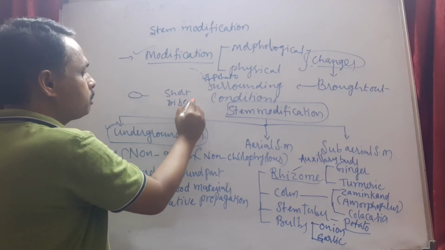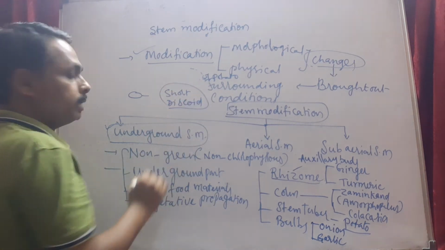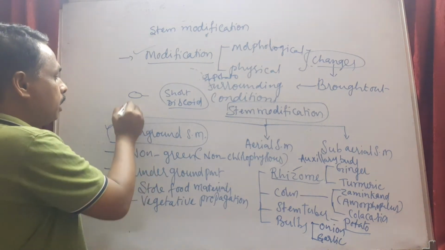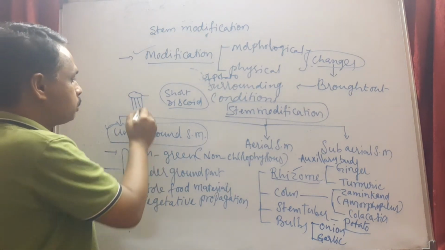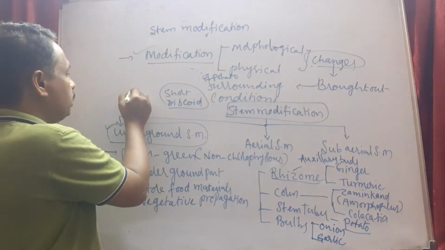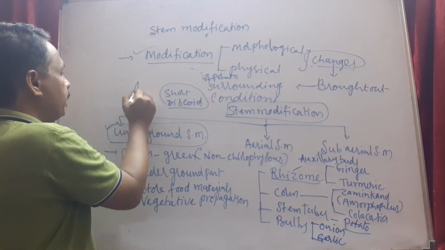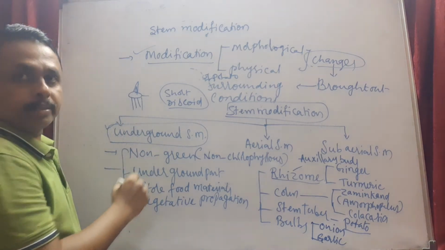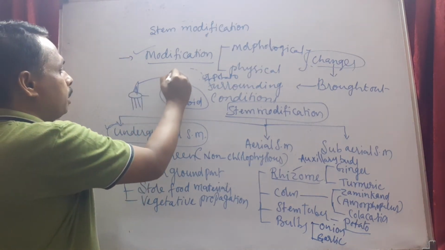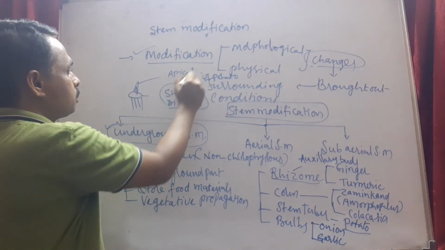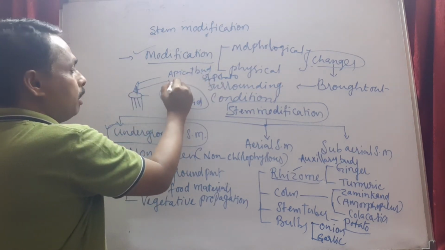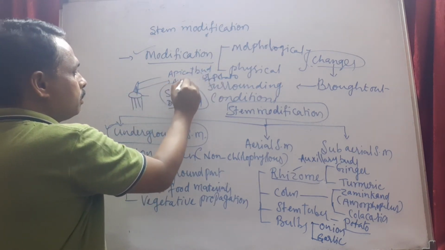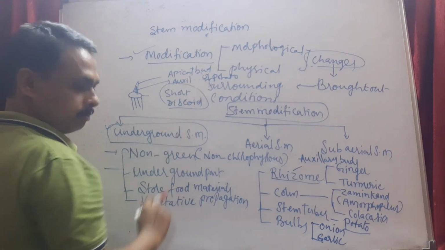Discoid means it is a disc-shaped structure, and at the base of this there are roots, meaning adventitious roots are present, and above this there are the apical bud and axillary buds. This is called the apical bud, and the lower one will be the axillary bud.